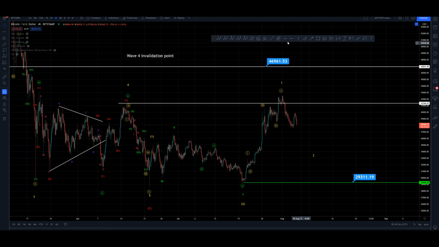But in the meantime, getting back to the video, some kind of 3 wave move, and then we'll be moving back up. Okay, so keeping it super simple, what have we retraced thus far?